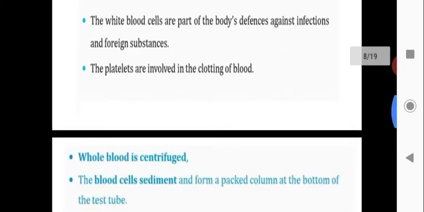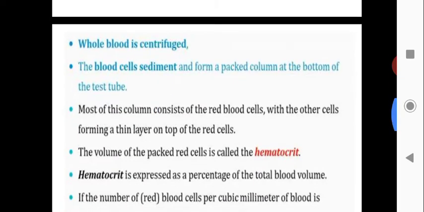Okay. Then the whole blood is centrifuged. That is, whole blood consists of white blood cells, red blood cells, etc. The blood cells sediment and form a packed column at the bottom of the test tube. Say we have a test tube; at the bottom of this test tube, the blood cells will come and sediment.